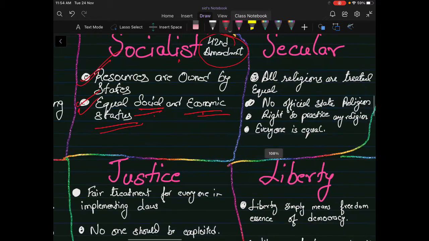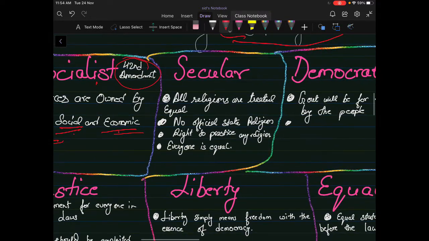Now let us move on to another principle that has been expressed in our preamble, which is secular. Secular simply means that all the religions are treated equally. Okay, all the religions are treated equally. And what our constitution also describes is that we do not have any kind of official state religion. Like for example, in many nations like Pakistan, the official religion of Pakistan is Islam, right? So in India we do not have any kind of official state religion.